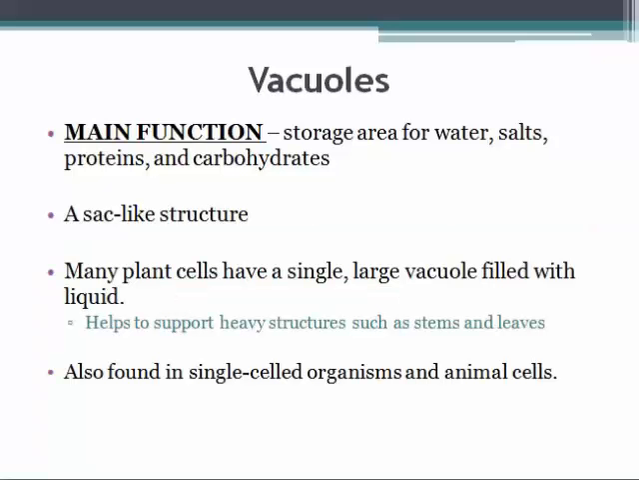Vacuoles. The main function is storage area for water, salts, proteins, and carbohydrates. So if you want to think of this as the pantry of the cell, basically anything that the cell will need to carry out all operations and to live, water, salts, proteins to make other proteins and parts of the cell, and carbohydrates are housed here, kind of like a big collection of plastic containers.